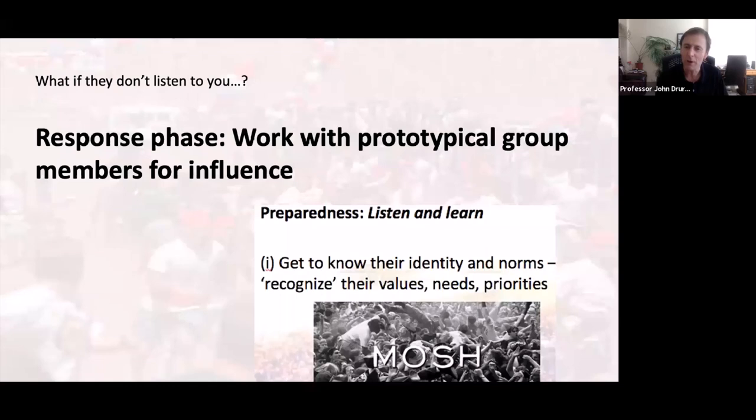A prototypical group member is a group member who embodies the rest of the group. How do you know who's prototypical? How do you know who stands for the rest of the group in your audience? You listen and learn, right? You know who are the ones in the group which are the typical group members, the ones other members of that audience listen to, and you work with them.